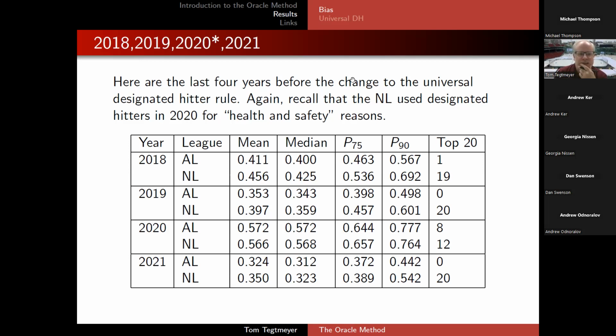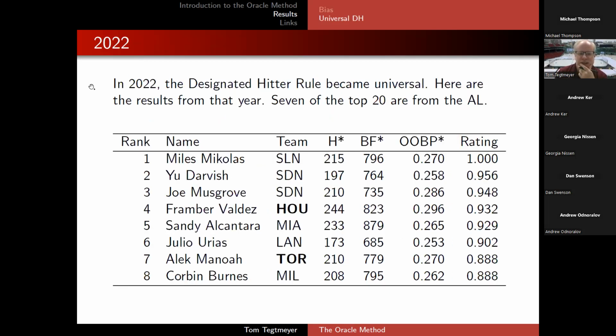Okay, 2022. Here are the rankings. 7 of the top 20 are from the AL. Only 2 of the top 8 from the AL. But we'll again look at the summary statistics and just at that.